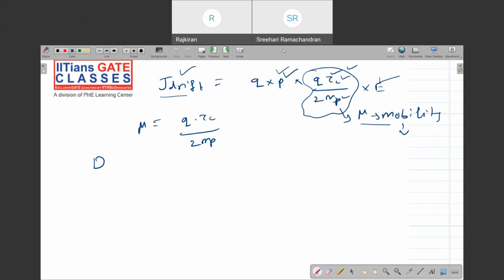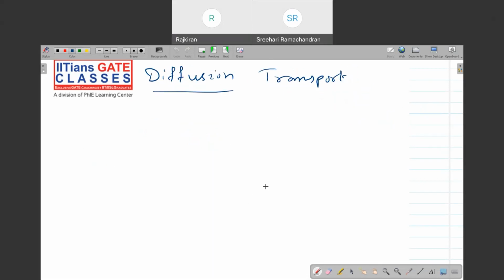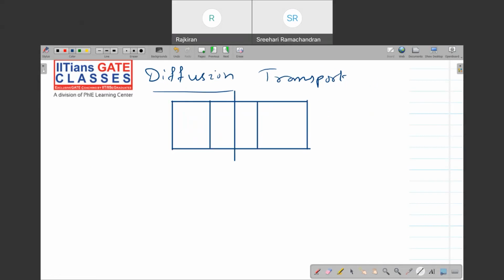So now you understood that because of the applied electric field, a current is created, called drift current. Then we will understand diffusion current. Diffusion means whenever there is a concentration gradient, we will get current. Suppose we take a semiconductor and divide it into regions.